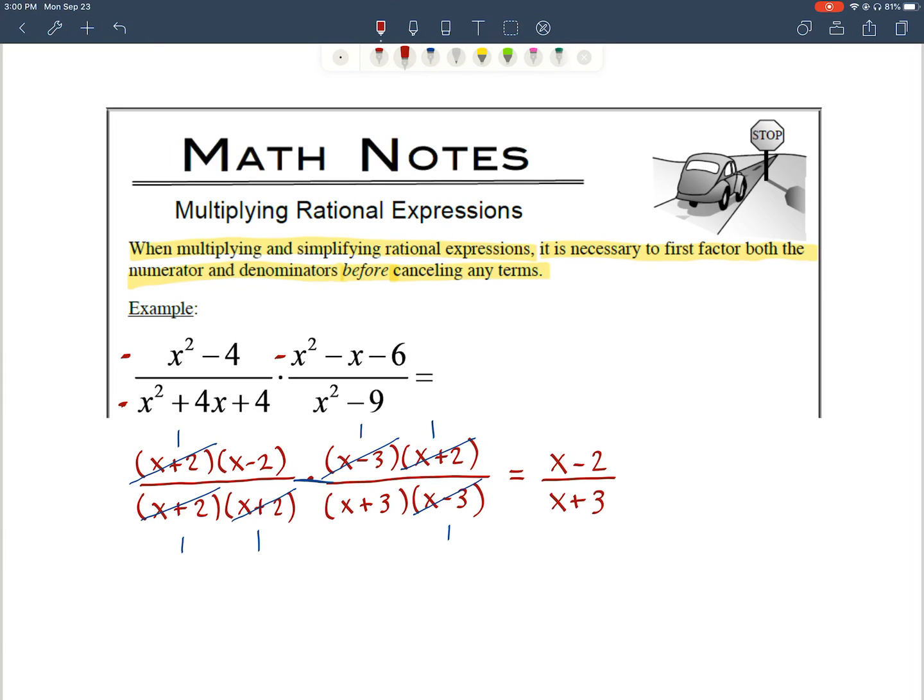Now remember, we can't cancel out these x's here because they have other parts to them. They have the x plus 3 and the x minus 2. Without the 3 and the 2, those factors change. So this is like one factor, this is like a factor. So we can only cancel it out with the exact same factor. So those x's will not cancel.